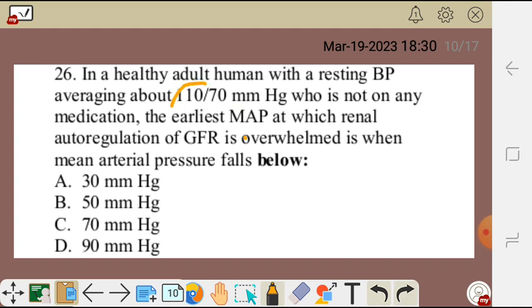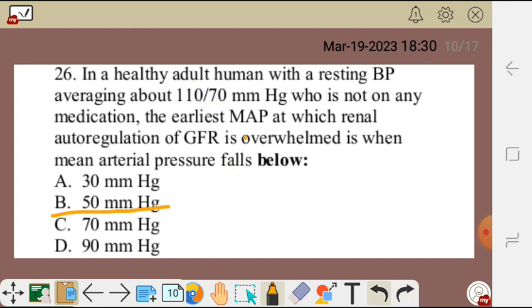If it goes above 110, then other extra regulators will come in. But under autoregulation of GFR, it should be maintained between 110 and 70. If it falls below, that means it is overwhelmed. So meaning if it falls below 70, not 90. If it falls below 90, it will still be within the same range.